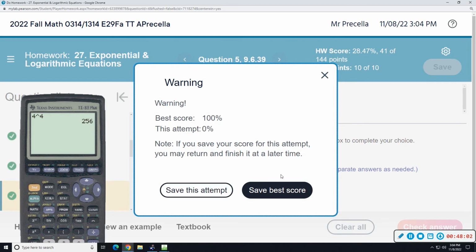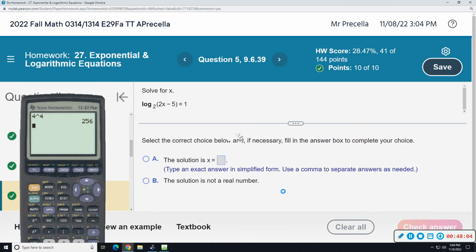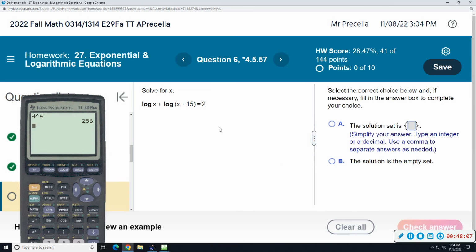If you ever get this, always save the best score. See, I'd regenerated it.